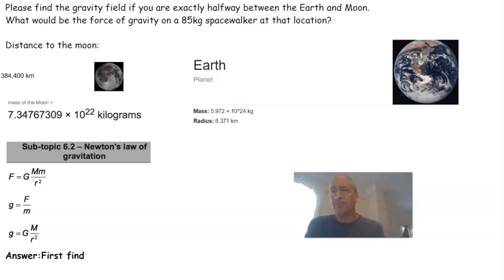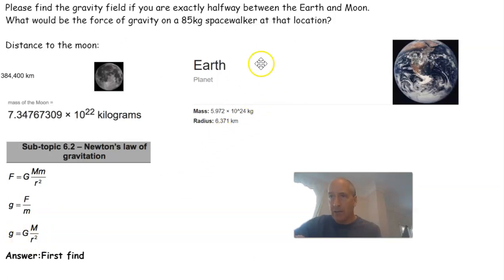and ask, what if, just related to the gravity of the Earth and the moon, what's the gravity field if you were halfway between them? Gravity field is dependent on this equation here, where little g equals capital G m over d squared. And I'm thinking of it as a d this time.